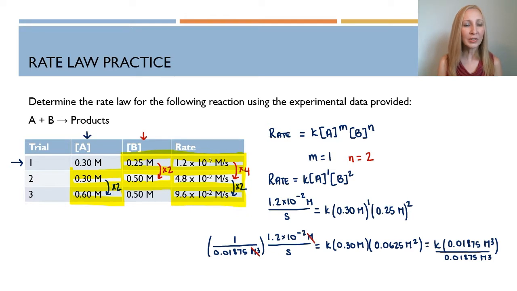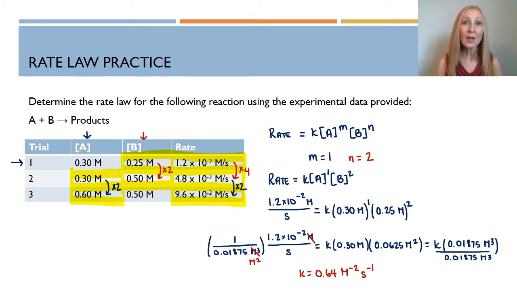So if I take 1.2 times 10 to the negative 2 divided by 0.01875, I get 0.64 M to the negative 2 because it's in the denominator, s to the negative 1 because that's also a denominator. So if they're denominators, you can put them all in line as long as they have the negative power. So K is equal to 0.64 M to the negative 2, s to the negative 1, because the overall reaction order here is a third order reaction, so the units are going to be a little different for that K.